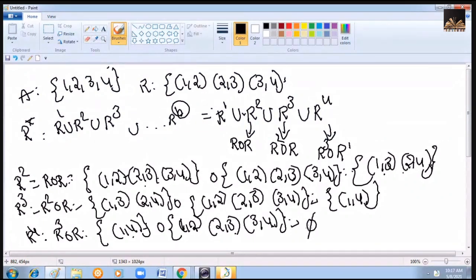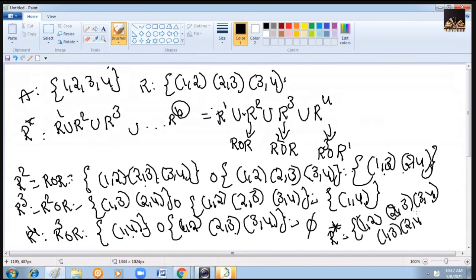Now what is R plus? R plus, that is the closure, is equal to R union R2 union R3 union R4. In R we have (1, 2), (2, 3), (3, 4). In R2 we have (1, 3), (2, 4). In R3 we have (1, 4). In R4 you don't have any pair, any elements.